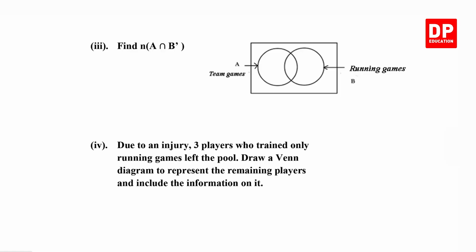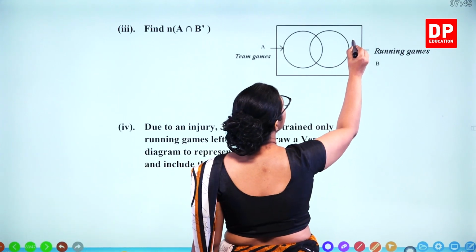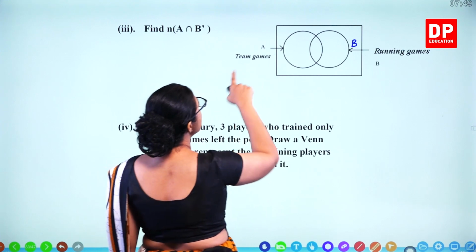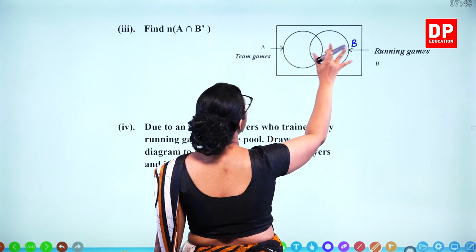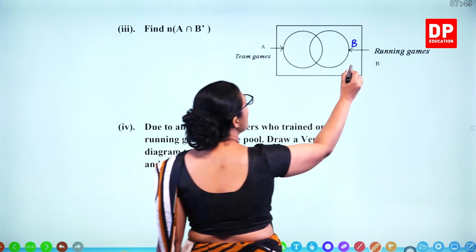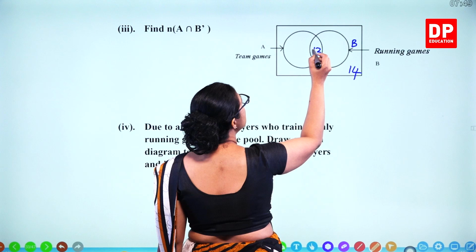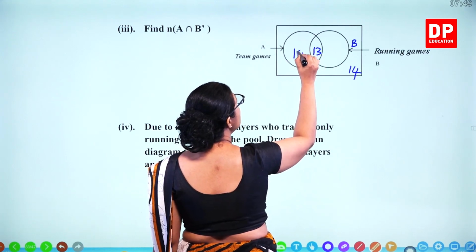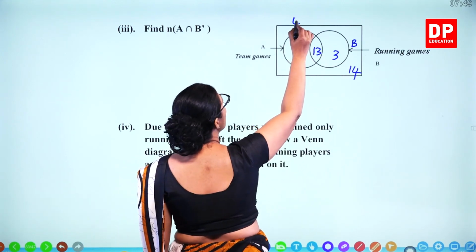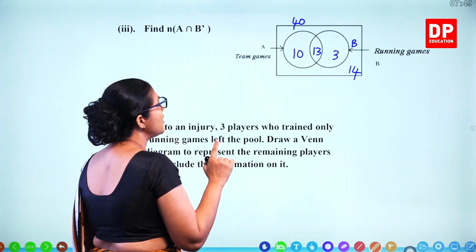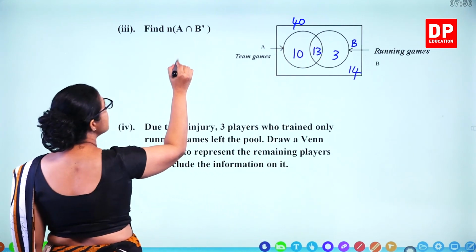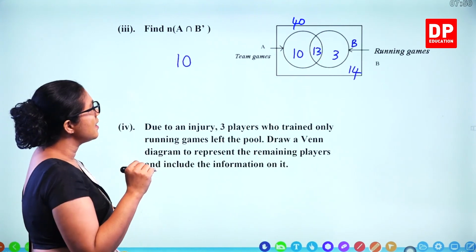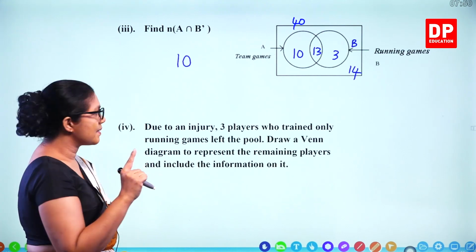Find n of A intersection B dash. So A is this and this is B. That's running games. This is team games. A intersection B dash, so this region. So what are the numbers? 13 here. This is 10. This is 3. And this is 40. So what is this region? B dash, outside B, and inside A, that's 10. So you are getting 10 as the number of elements.